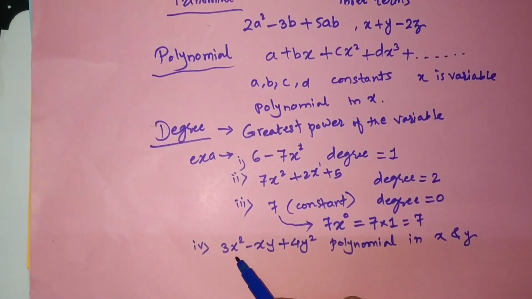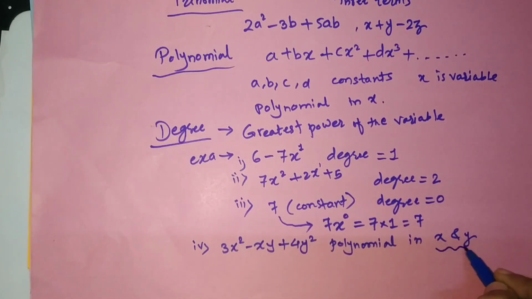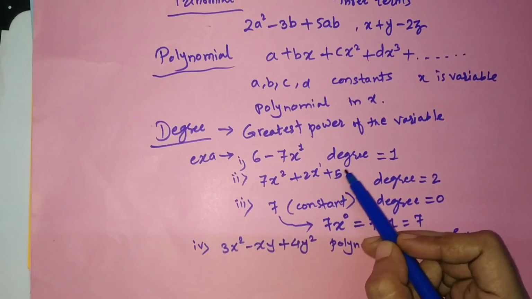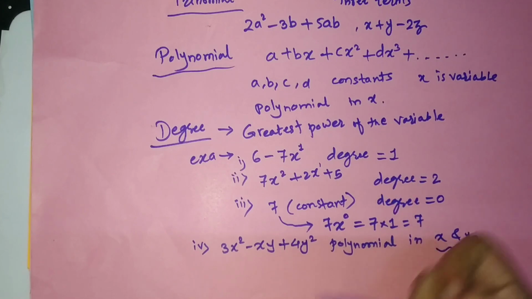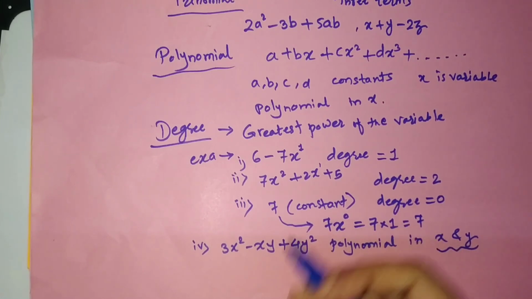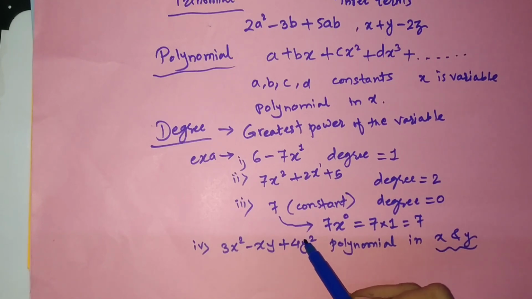In this example, you can see I wrote a polynomial 3x square minus xy plus 4y square. So you can see here are two variables, x and y. We have just seen that for one variable, its greatest power we call the degree. But when you are dealing with two or more variables, the degree should be the sum, that is the greatest sum. For example, here x has power 2. Here x has power 1 and y has power 1. Here y has power 2.